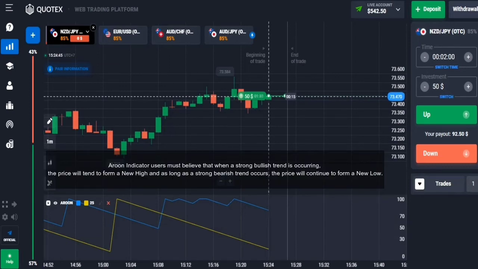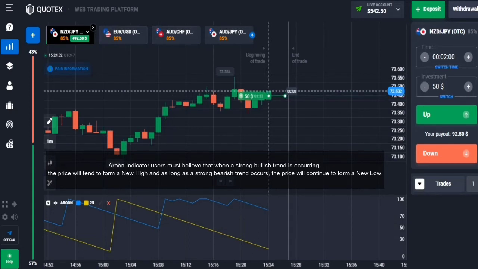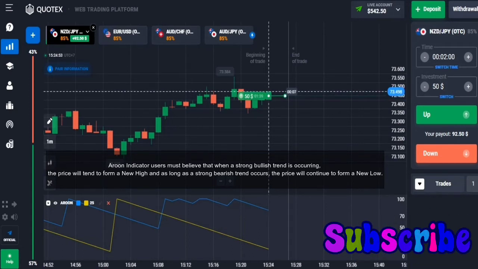Aroon indicator users must believe that when a strong bullish trend is occurring, the price will tend to form a new high, and as long as a strong bearish trend occurs, the price will continue to form a new low.